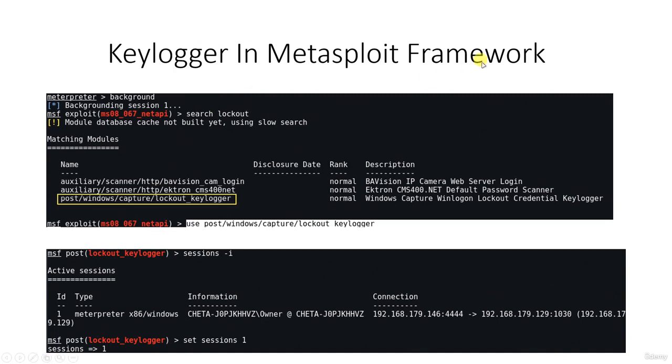To back out of the session and return to the Metasploit prompt, use the command use post/windows/capture/lockout_keylogger. After that, you have to set the session number to the active session. In our case it is 1, so set SESSION 1. This is the session, so we are going to set our session to 1.